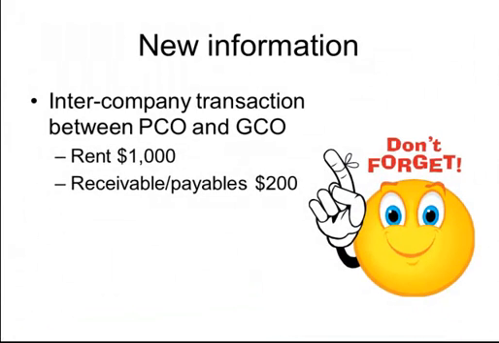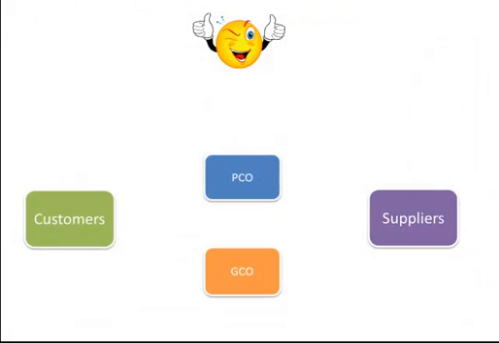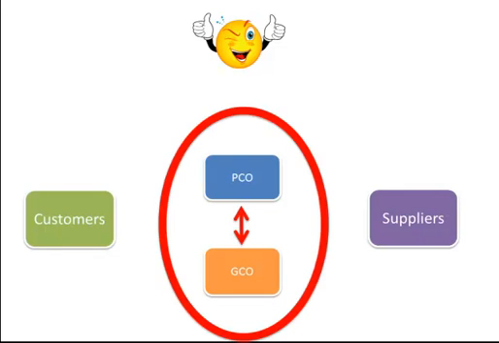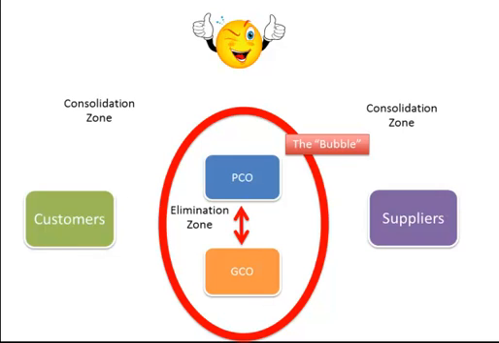Let's start with the simpler types of elimination. Let's assume that Parent Corporation rents space from GCO, as well as provides short-term funding. The first type of elimination would look like this on our schematic. The red arrow going between Parent Corporation and GCO would represent the flow and payment for goods and services. Notice that nothing is leaving the bubble. There's nothing to consolidate and everything must be eliminated. Let's see how our consolidation worksheet accounts for these transactions.